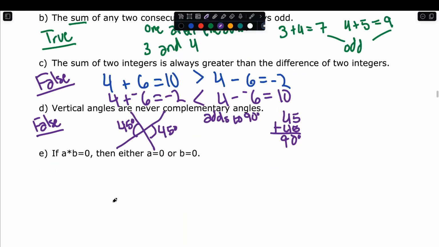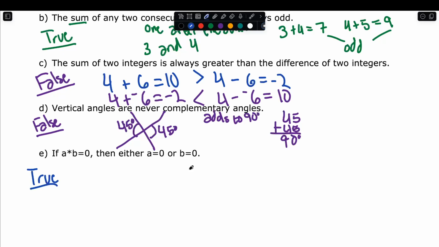Last one, E. If A times B is equal to 0, then either A equals 0 or B is equal to 0. This is actually a true statement. And that's actually one of the founding identities for multiplication. So A times B is equal to 0, then either A equals 0 or B is equal to 0. I cannot have any possibility where A and B are some number that's not 0, where that's a true statement.